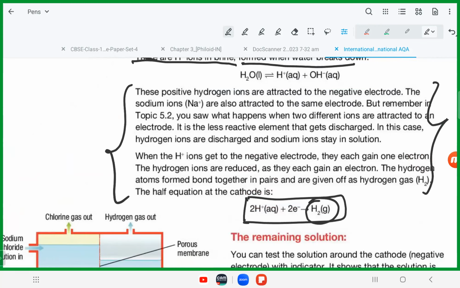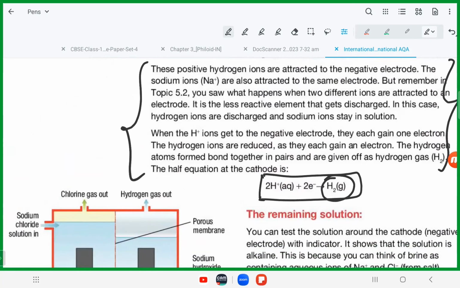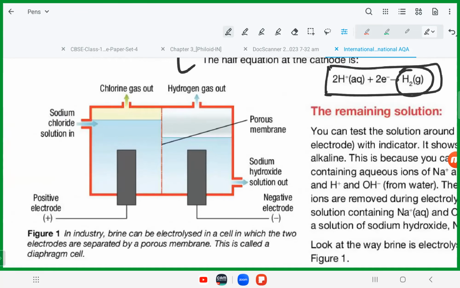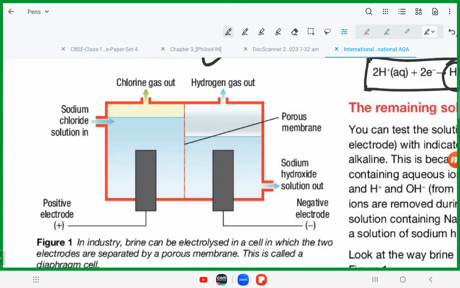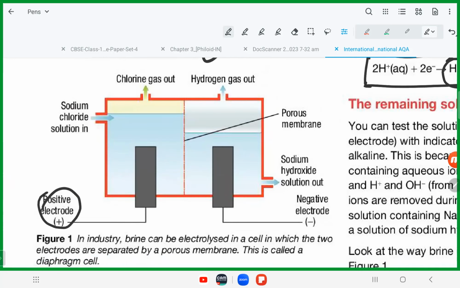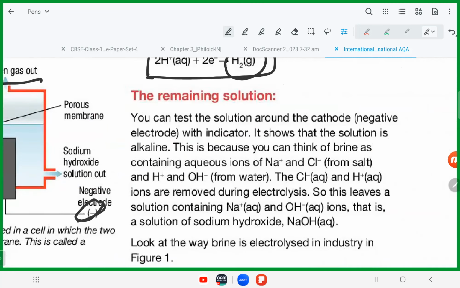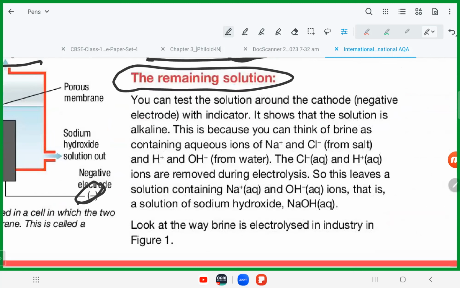Yeah, I understood. Okay. Now see, Tarni, this diagram. This is the sodium chloride solution, and this is the positive anode. So which gas is coming? Chlorine gas. Here the negative cathode is there. Which gas? Hydrogen gas. So this I already explained to you. So the remaining solution, what are you going to do?